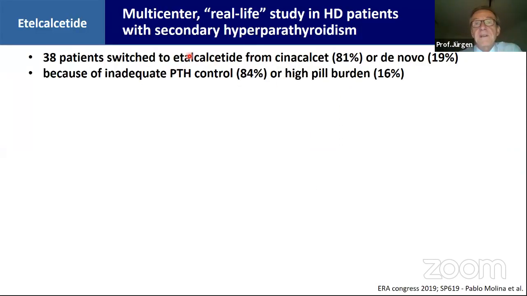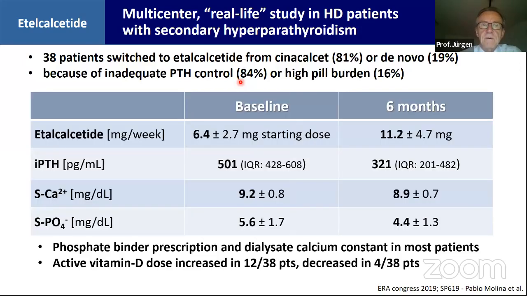Here's a multi-center real-life study from Spain. They were switched to Etelcalcetide or received it de novo because of inadequate PTH control or a high pill burden, but I think that's a minor argument. Most had an inadequate PTH control. They started with around 5 milligrams, 6.4. This had to be increased. The PTH went from 500 to 320. The calcium dropped, the phosphate dropped. So just what we would expect from a very potent calcium mimetic.